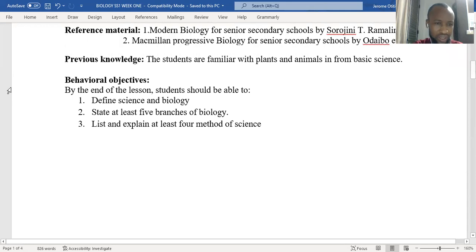So at the end of this lesson, I expect the students to understand the lesson objectives, which are: they should be able to define science and biology. They should be able to state at least 5 branches of biology, and they should be able to list and explain 4 methods of science.